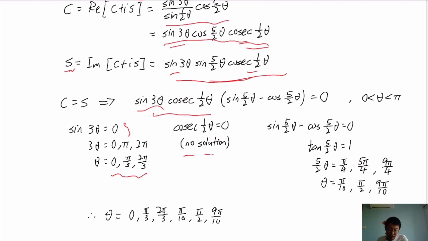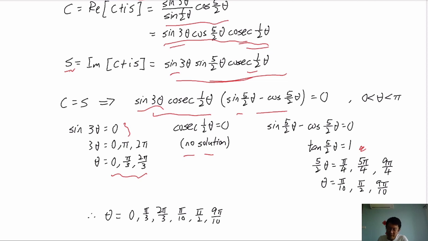For the second one, cosecant half theta, there is no solution to it. We cannot have the cosecant equal to 0. And for the last part, we have sine 5 over 2 theta minus cos 5 over 2 theta equal to 0. By rearranging, we get tangent 5 over 2 theta equal to 1.